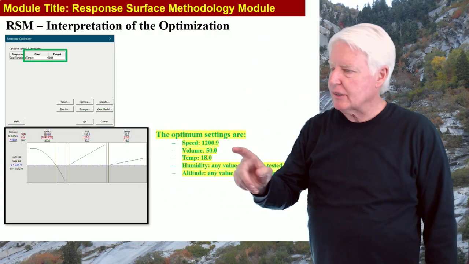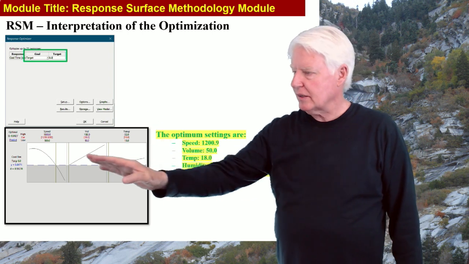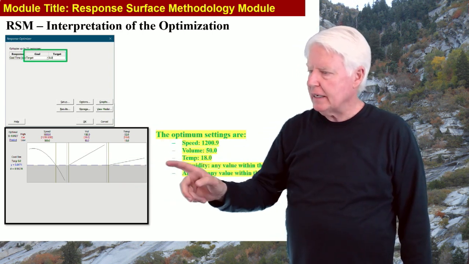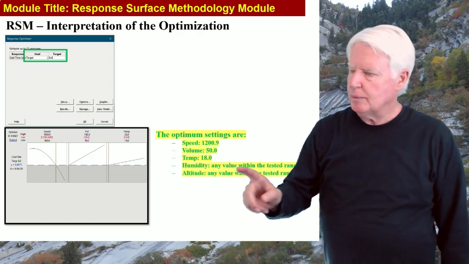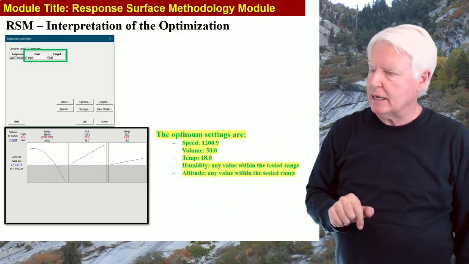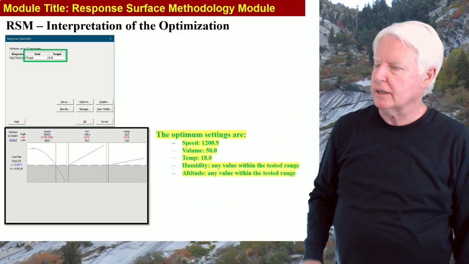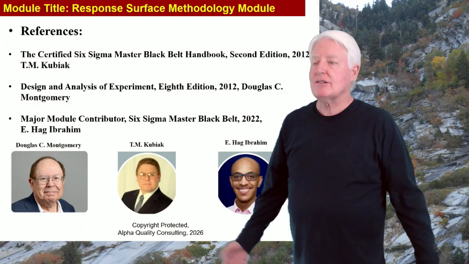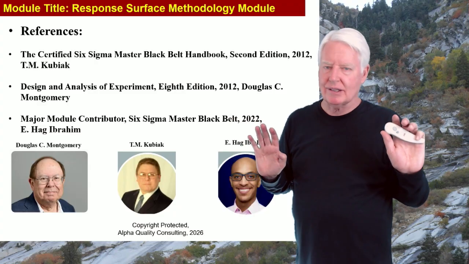The optimum settings then, once we change this, are speed 1200.9, volume 50, temperature 18, humidity any value within the tested range, altitude any value within the tested range, and we're good to go. And that's how you do it. It's not that bad. It really isn't.